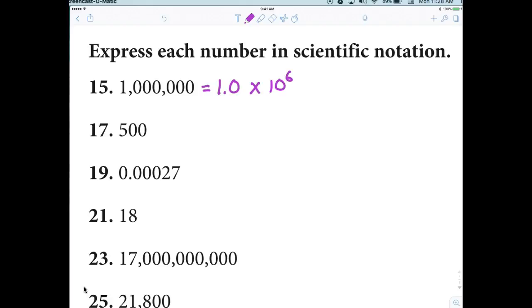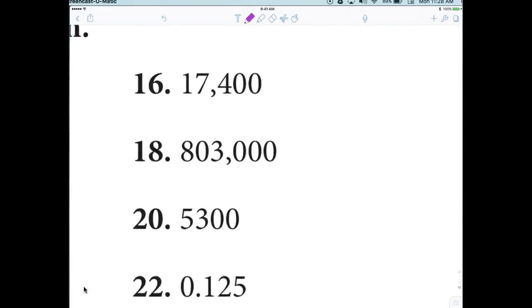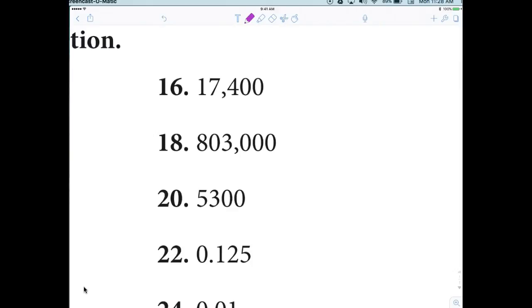Now, how we got that real quick was the decimal here, I moved it over 6 spots. All right? Madeline, you okay? All right, I'll let you do 16. Write the answer to 16, please. Okay, so it'd be 1.74. Exactly, 1.74. Now, if I wanted to write 1.7400? Yeah, but we don't want to write the zeros in there because that doesn't change anything. So 1.74 times 10 to the what? Times 10 to the 4th.